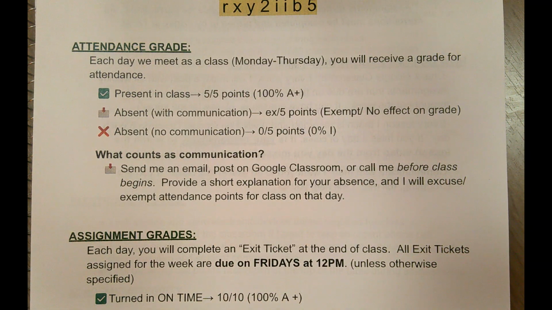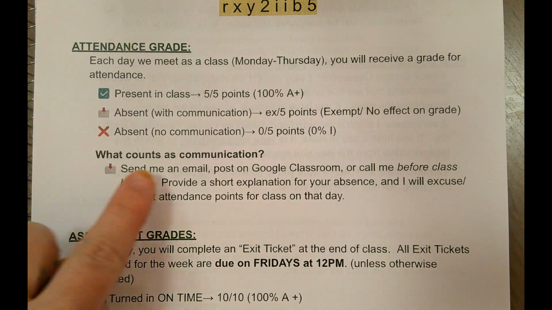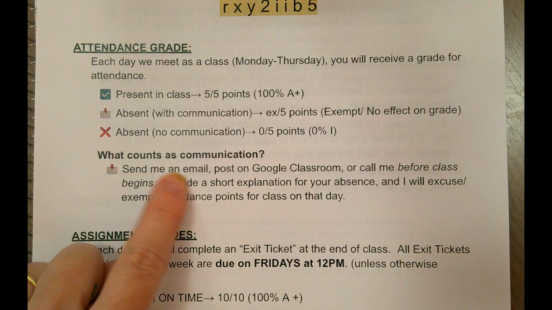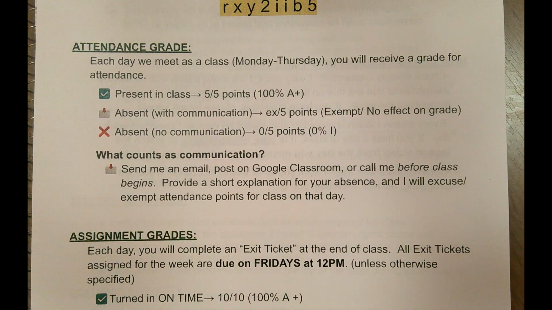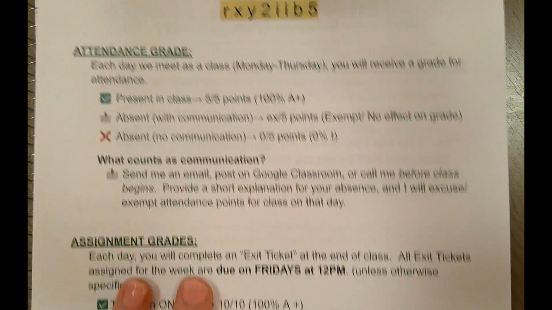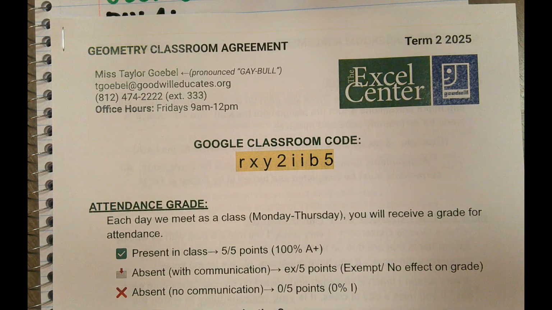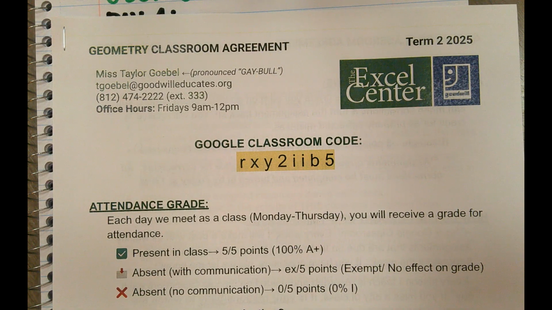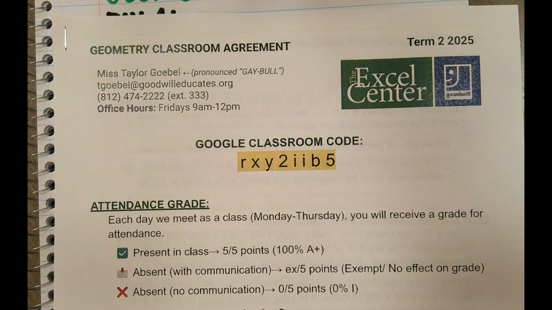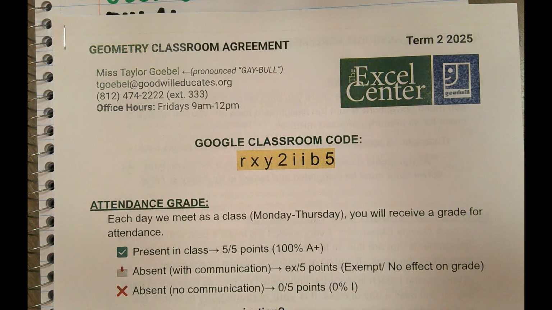If you are absent with communication, what does that mean? That means what counts as communication is you can send me an email if you can't be here. You can make a post on Google Classroom, or you can call me. At the top of this agreement, all of my information is there. This is my email. This is the number you can call. And of course, Google Classroom as well.